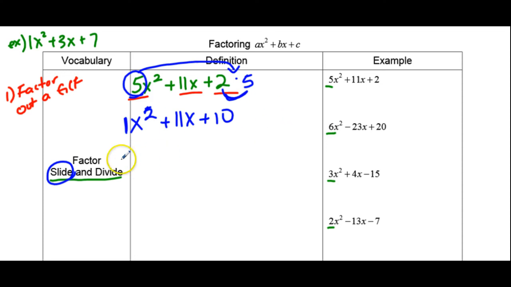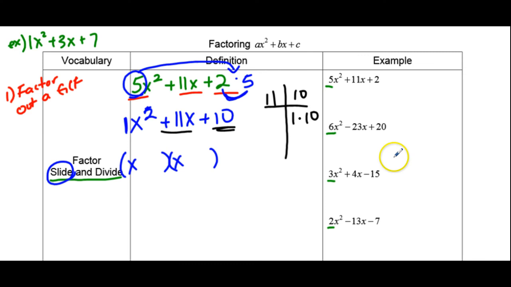Now we can factor this, and our answer is going to look like x plus or minus something, x plus or minus something. So we need two numbers that multiply to 10 and add up to 11. 1 times 10 gives you 10, and 1 plus 10 gives you 11, so this works out. This one is going to be plus 1, and this one is going to be plus 10.